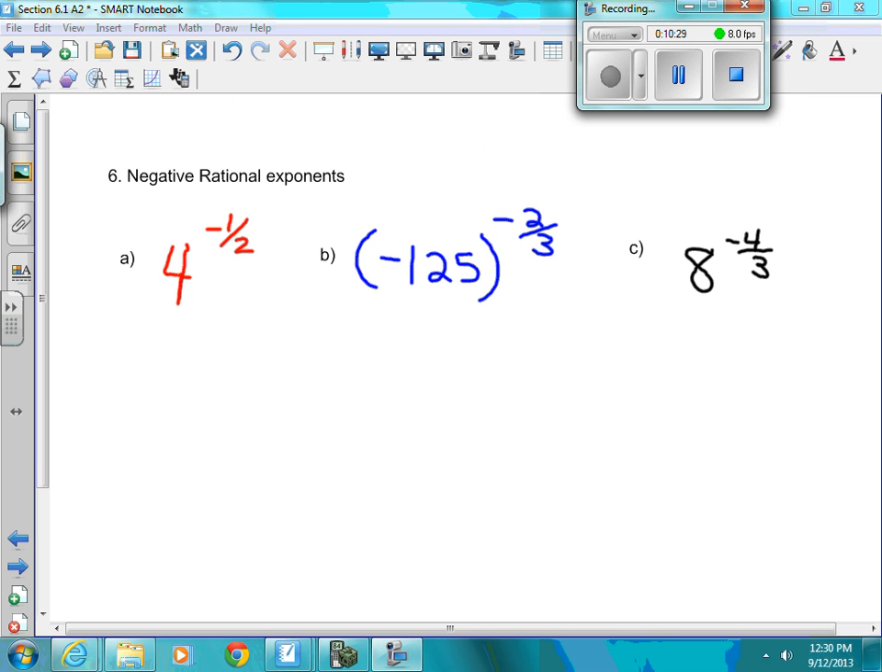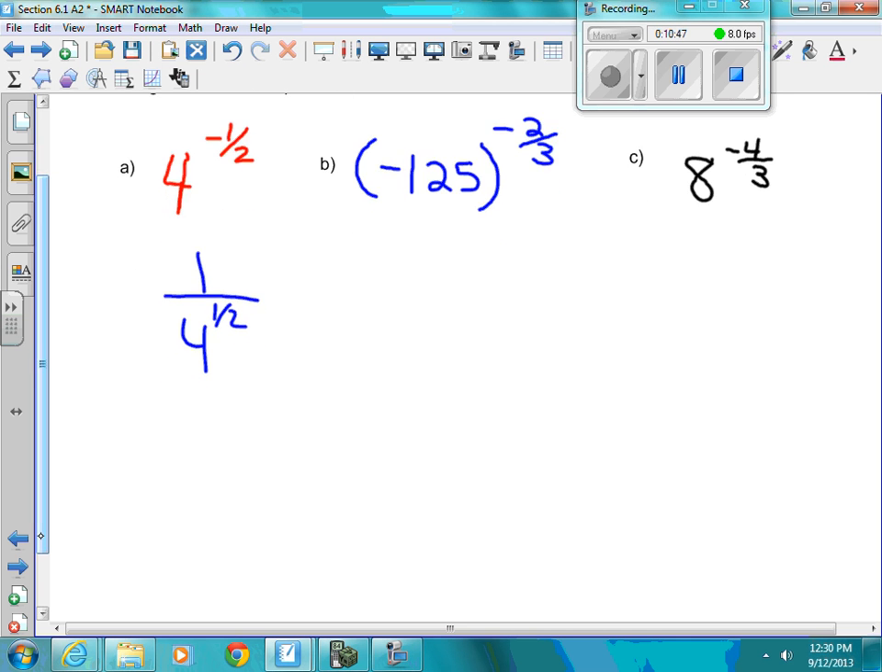Okay, so negative rational exponents, what's the difference with those? We're still following the same power rules we had before. If we have a negative exponent, that means it flips to the bottom or to the top, depending on where it starts out. The negative 1/2 would flip 4 to the 1/2 to the bottom. So 4 to the 1/2, that's just the square root of 4, which is just 2. So this would simplify to 1/2. If you want to try the rest of these, pause it and then come back when you're ready.